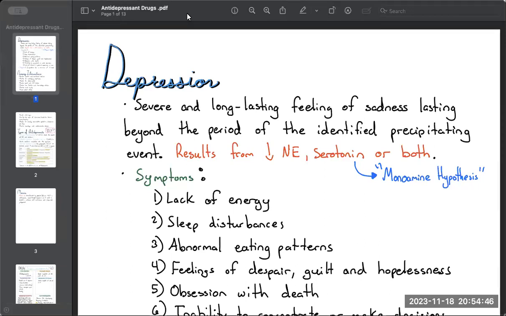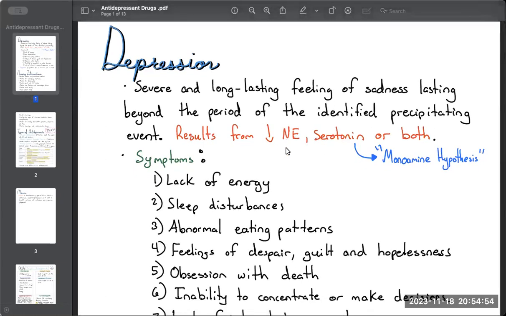So the first thing though I want to identify with you all is depression. So depression is a severe and long-lasting feeling of sadness lasting beyond the period of identified precipitating event. In other words, right, it's normal to be sad after something happens, right? But if that sadness persists for a month, let's just say, or months after the designated event, we're starting to see a problem, okay? And they're going into depression.